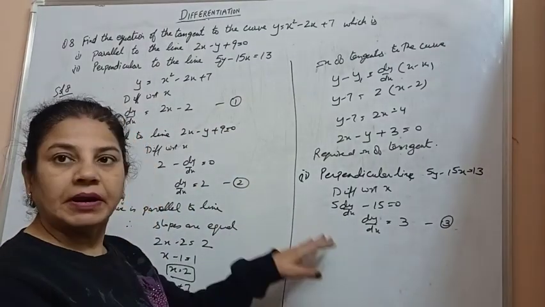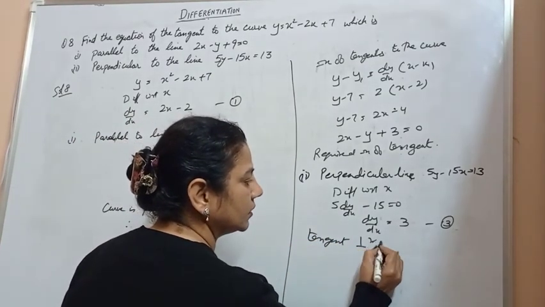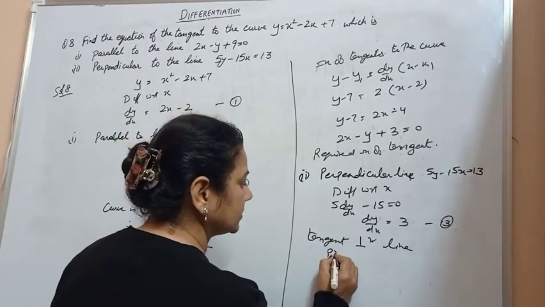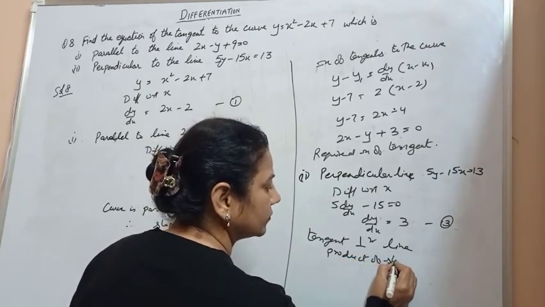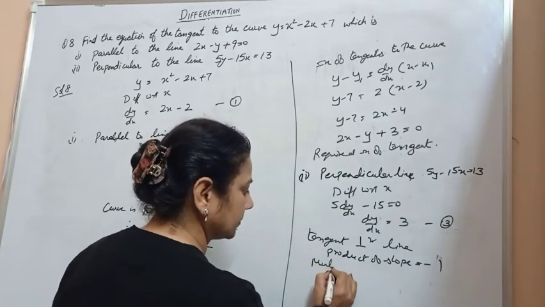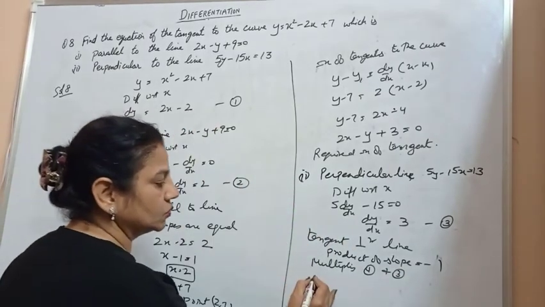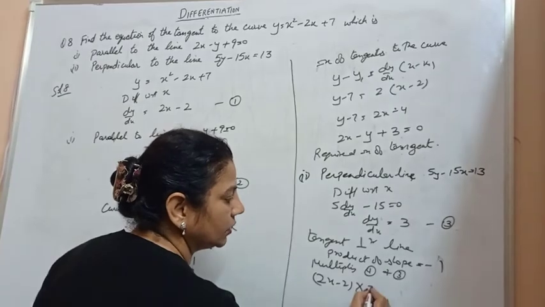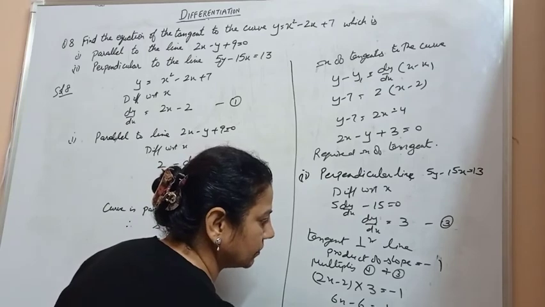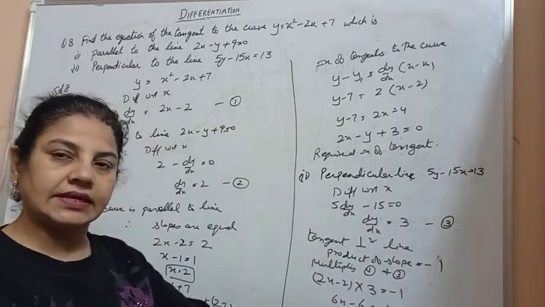Now as the tangent is perpendicular to the line, the product of slopes is −1. So multiply 1 and 3: (2x − 2) × 3 should be equal to −1. So I get 6x − 6 = −1. x = 5/6. So I get one point with x as 5/6.